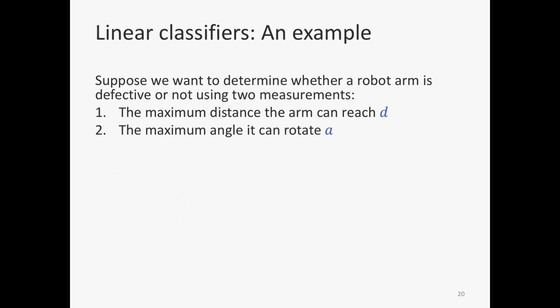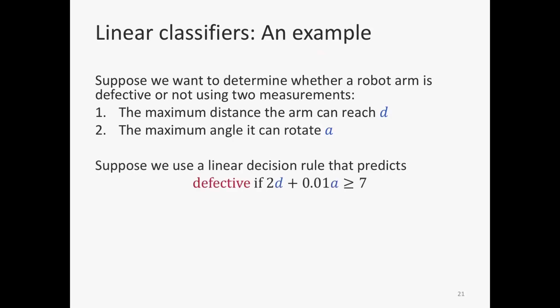Suppose you have a factory that produces robot arms, and some arms tend to be defective, and you're going to decide whether they are defective or not by taking two simple measurements: the maximum distance the arm can reach, and the maximum angle that it can rotate. Let's call the distance d and the angle a. And somehow you've come up with a decision rule that says if 2 times d plus 0.01 times a is more than 7, that arm is defective.